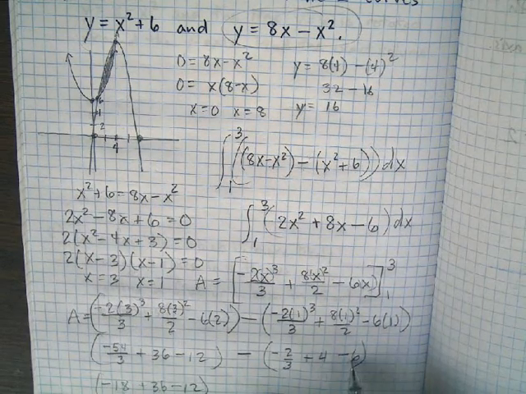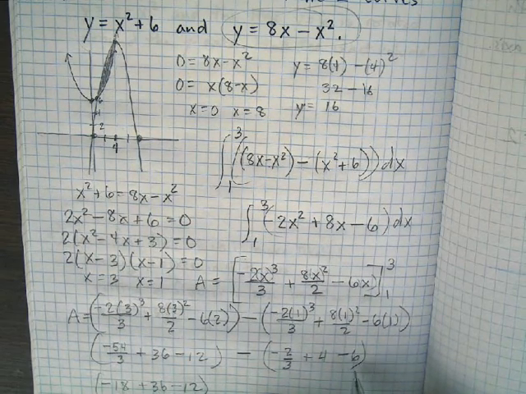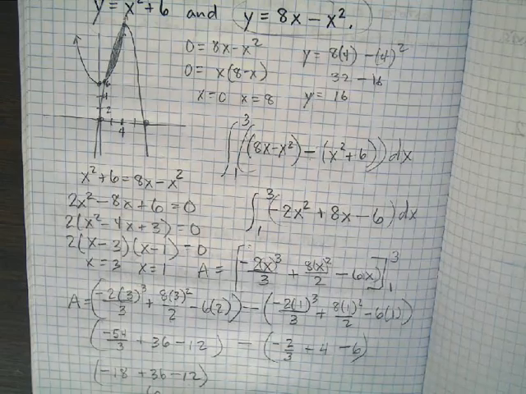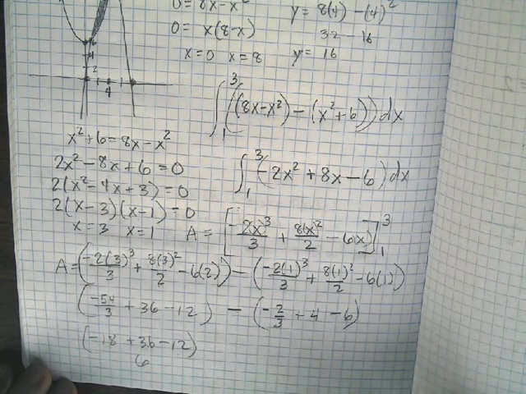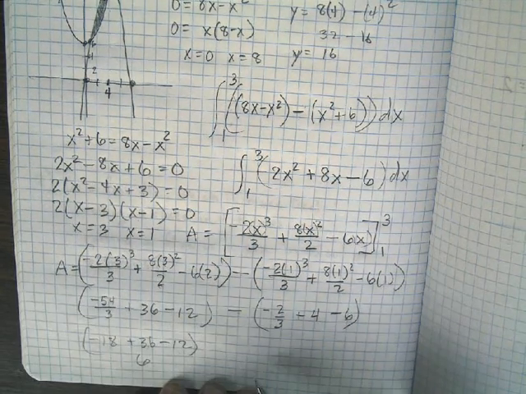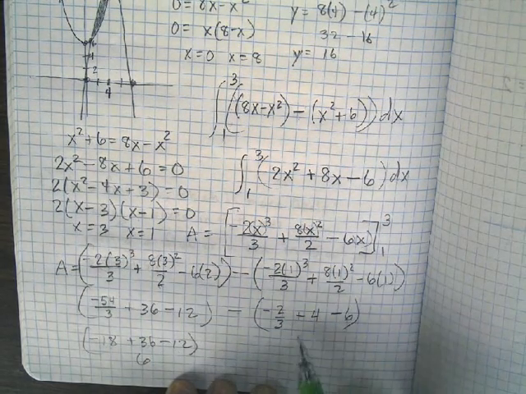I get negative 2. Ooh, something went wrong with my answer. I just realized this isn't the right answer. What did I do wrong? Oh my goodness. Did I do something wrong already? Okay, well, let's keep going. I know the answer is 2 2/3, I believe. Right? Now I don't remember. Okay, so let's keep going.